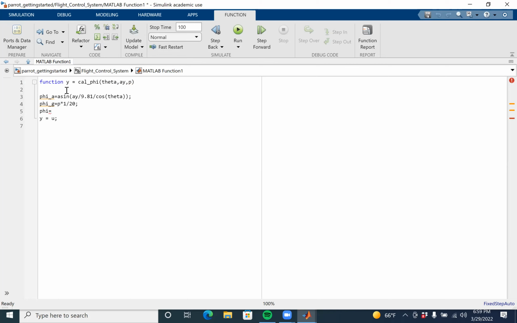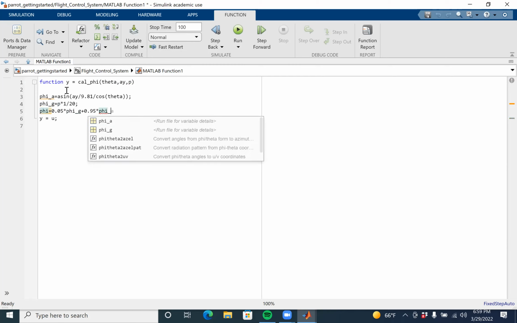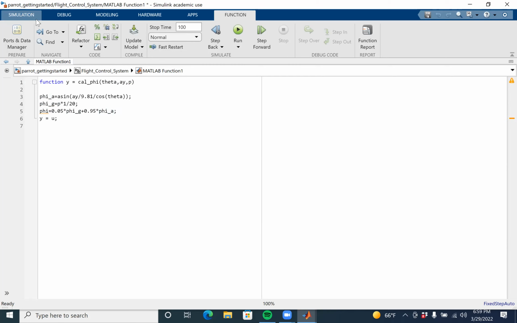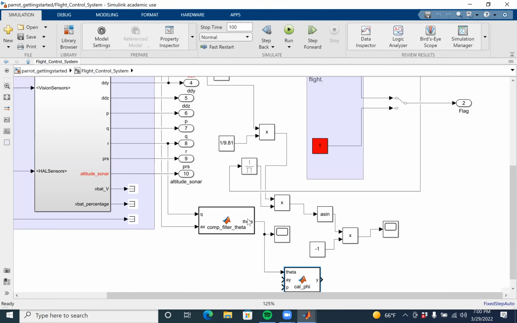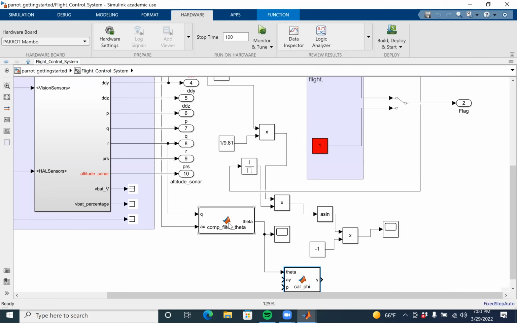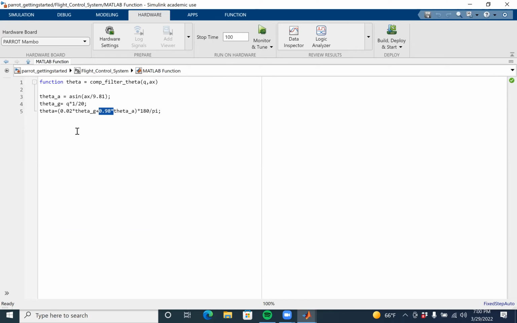Is equal to 0.05 times g plus 0.95 times e. Save. Now, you multiplied by 180 by pi. Okay, so what I would do is I'll just take this off from here.